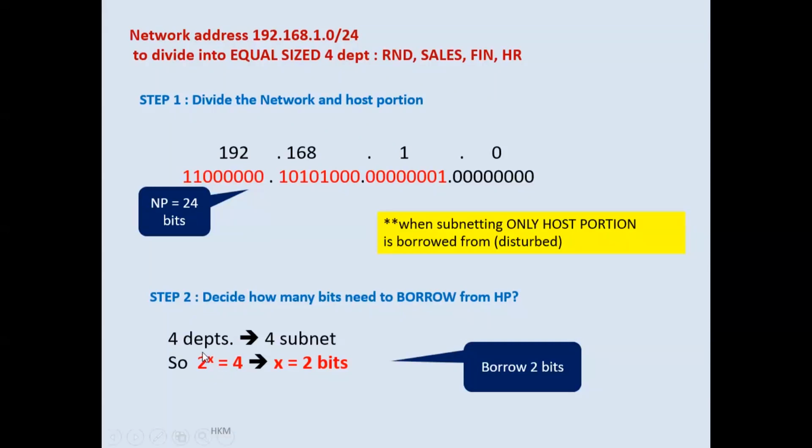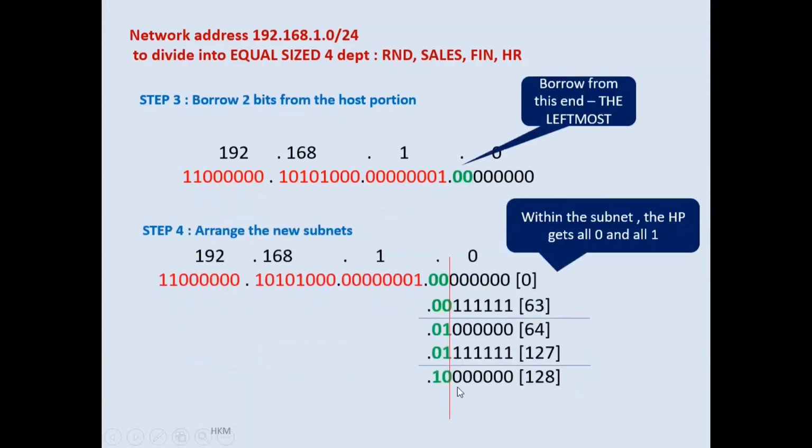So because there are 4 departments, of course, we need 4 subnets. So IP addressing is binary and it's base 2, so you know to use 2 to the power of what will give you 4, and that what, or x in this case, is 2 bits. So we are going to borrow 2 bits. Now, because this is equal size subnetting, we are borrowing from the closest to the line, closest to the network portion. So we borrow from this side, from the leftmost side. So we borrow 2 bits here and we put a line here.